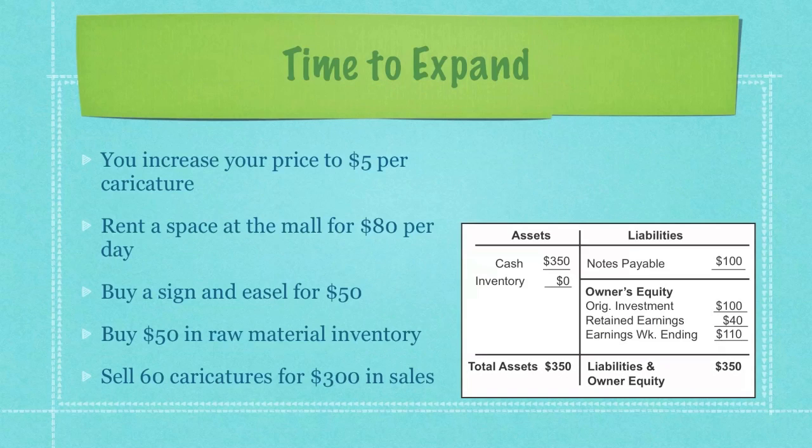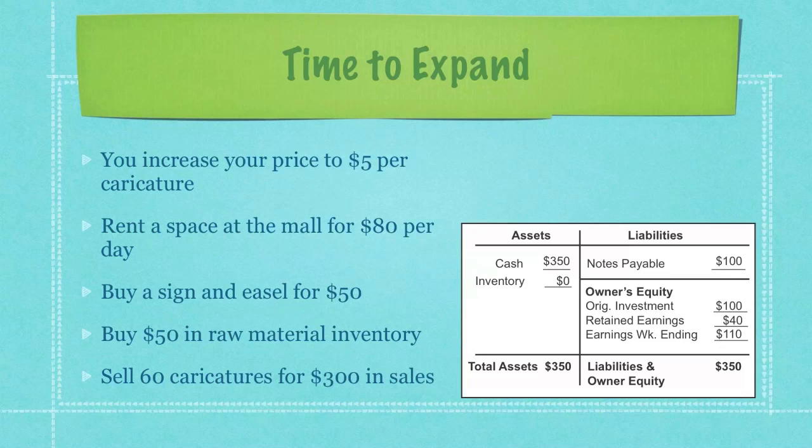You've decided it's time to expand. You've decided to increase the price of your caricatures to $5 each, to rent a space at the mall for $80 per day, and to buy a sign and an easel for a total of $50. You then go on to buy $50 in raw material inventory. Raw material inventory is inventory that is not prepared to sell. It will become a finished good, as you're going to see here in a minute, right after you're done making the drawing.